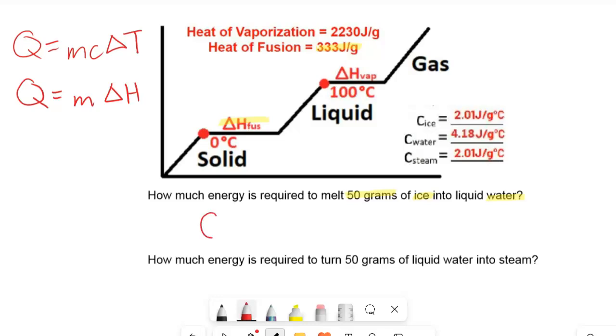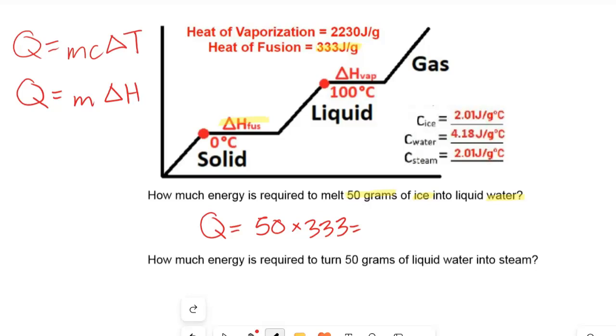So to solve this problem, it's Q equals M, which is 50, times delta H. And in this case, we're using heat of fusion, so times 333. And we get our answer, which is 16,650 joules.